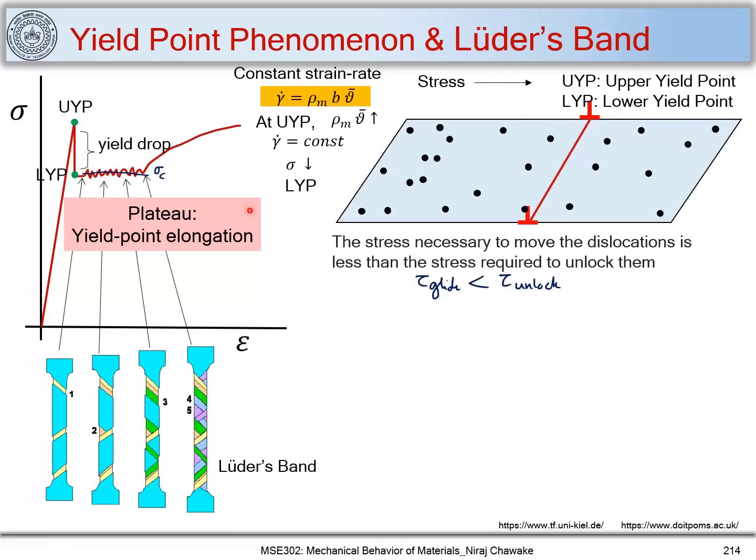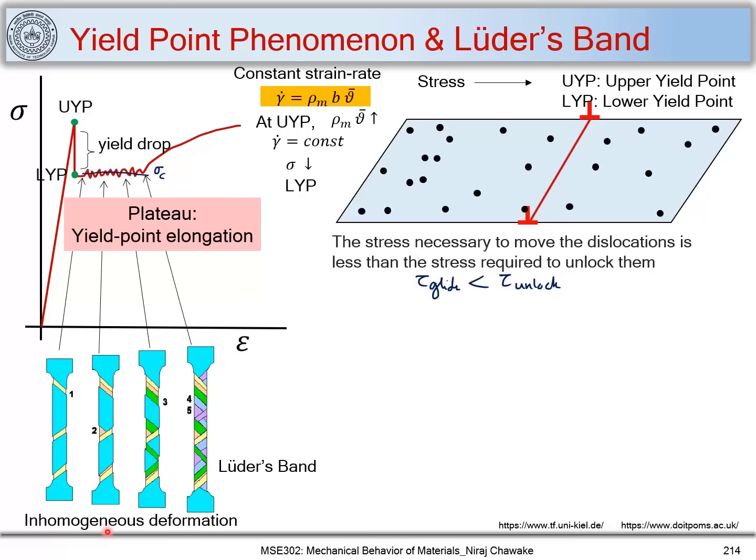What is happening in this region? We have different scenarios here, which are marked here. You have a sample and a deformation which is occurring in this region, which is marked as yellow, and this is called a Luder's band. These bands which are formed are called Luder's bands, where the deformation starts, and this region in blue color is the undeformed region.